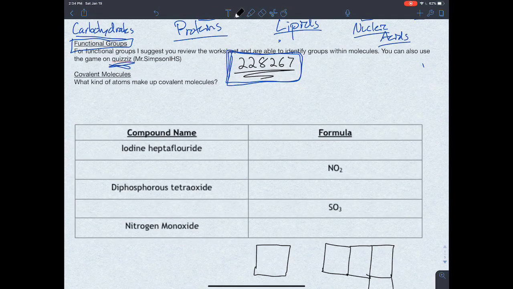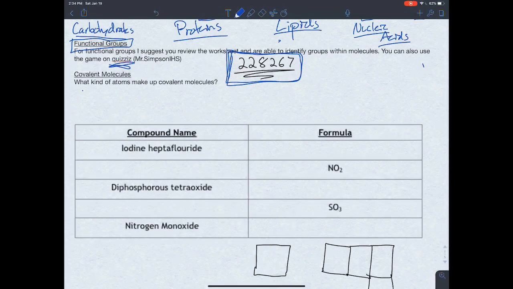Let's talk about covalent molecules and how we name them. First of all, you want to make sure you have a covalent compound. It's important to be able to identify the difference between a covalent compound and an ionic compound. Hopefully, you remember some of the details of what makes them different. Covalent molecules share their valence electrons, whereas ionic compounds are held together by electrostatic forces. We'll get to that later.